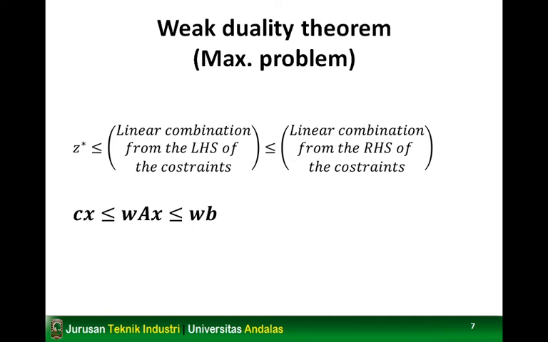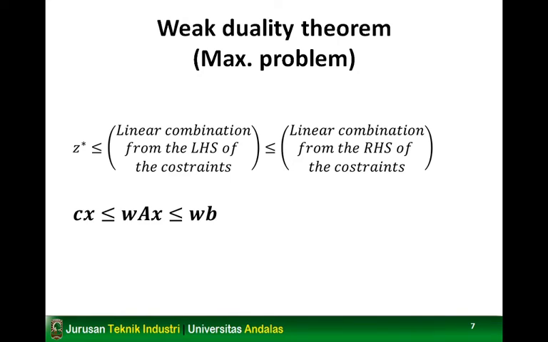And this is it. So z star is less than or equal to the linear combination of the left hand side of the constraint, and it is less than or equal to the linear combination of the right hand side of the constraint. So mathematically, Cx is less than or equal to WAx, and WAx is less than or equal to Wb. And from the revised simplex method, we already know what W is.